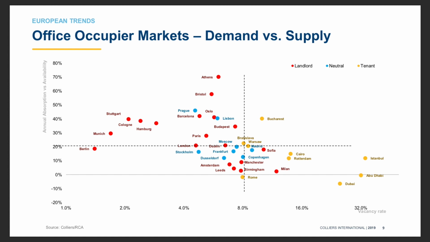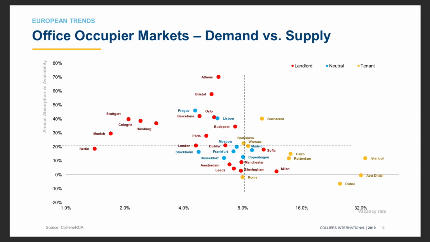The vertical axis represents absorption relative to availability. If you translate that from a percentage to number of years, anything above 20% is about 4 years' worth of supply relative to current levels of absorption, which is perfectly fine. Anything below that is getting a bit weaker.